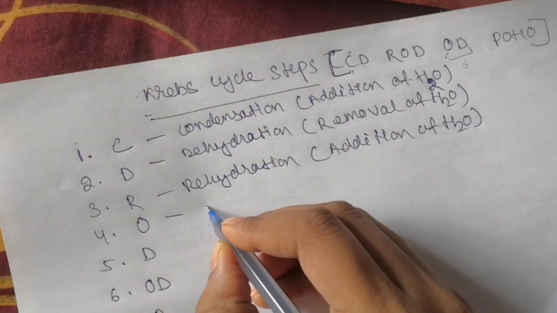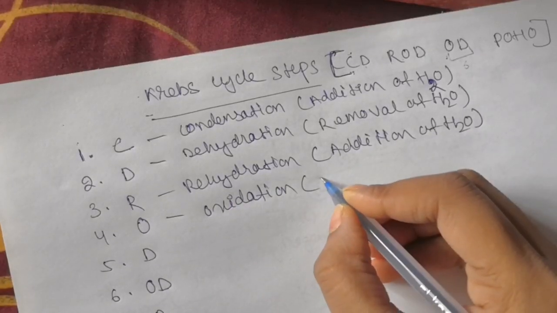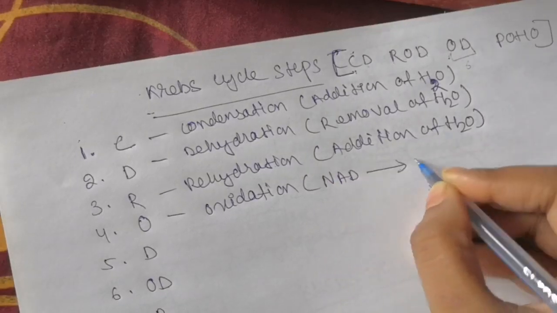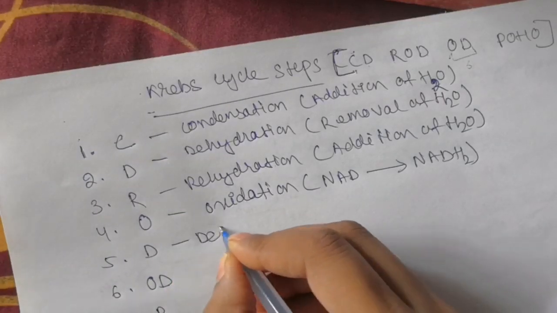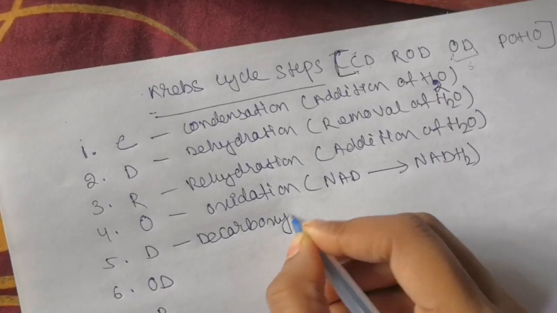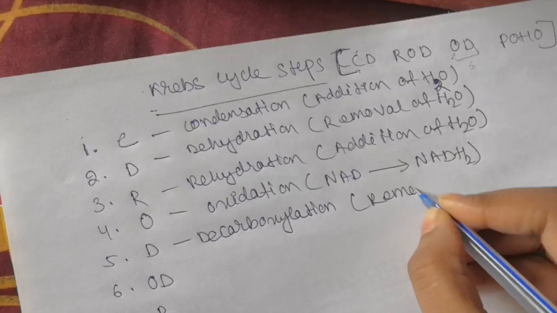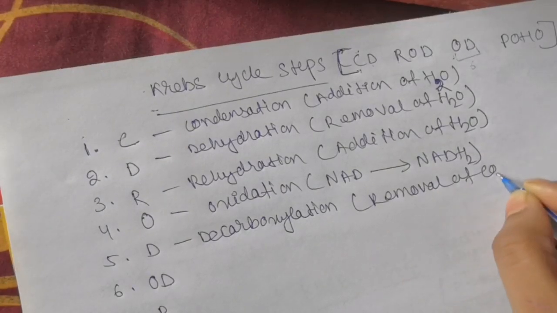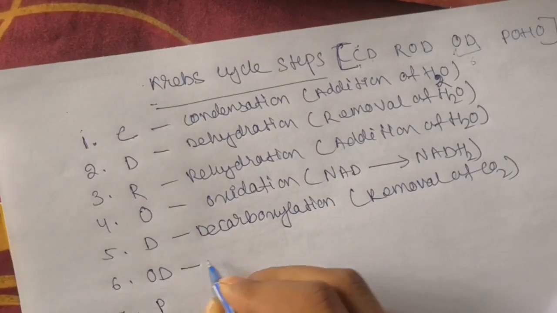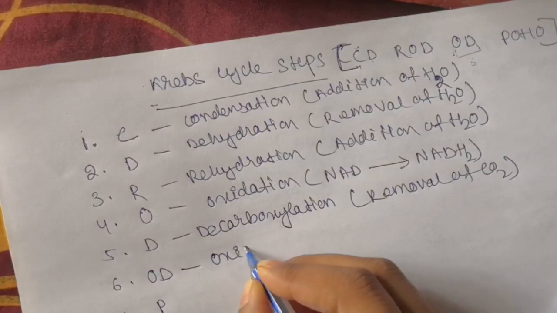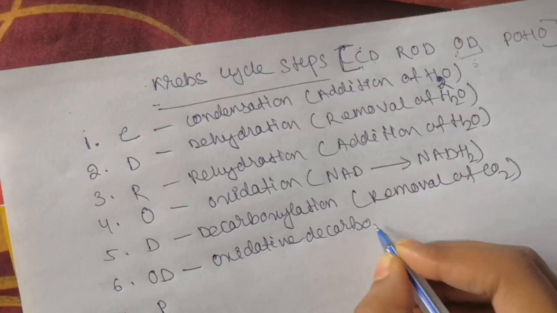Then fourth one is O, which stands for oxidation. That means, like NAD is converted to NADH2, is oxidation reactions. Then D is decarboxylation. Decarboxylation means removal of carbon dioxide. Removal of carbon dioxide is known as decarboxylation. Okay, next one is OD. OD means oxidative decarboxylation.